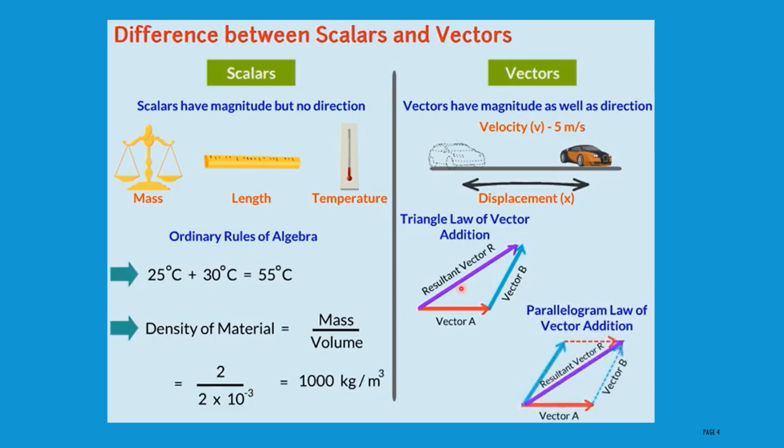But in the case of a vector, if you want to add, or find the resultant vector, we will follow some rules. Here consider vector A, vector B. Directly you can't add vector A and vector B. We have to follow some rules. That rule we will call the triangle law of vector addition. After adding these two, we will get a resultant vector R.